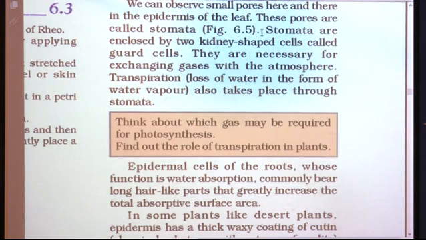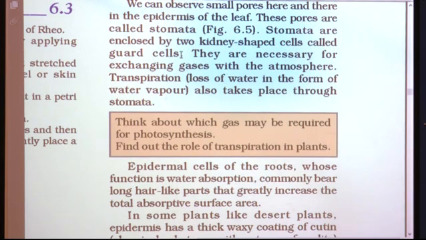You know the functions of stomata. What are the functions of stomata? Yes, the first one is that they are responsible for photosynthesis, meaning photosynthesis in plants is carried out because of the presence of stomata. Secondly, they are responsible for exchange of gases. So through stomata the gases get exchanged. The stomata are enclosed by two kidney shaped cells which are called guard cells.